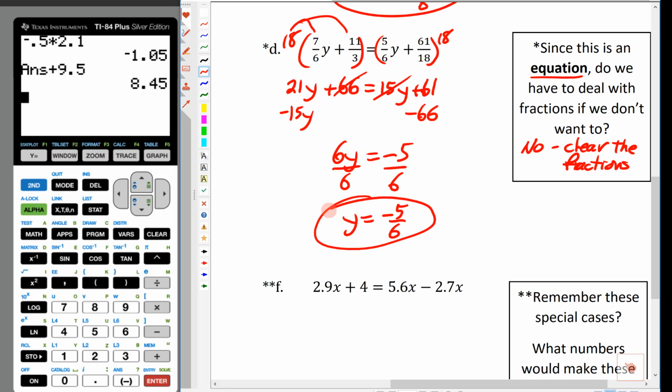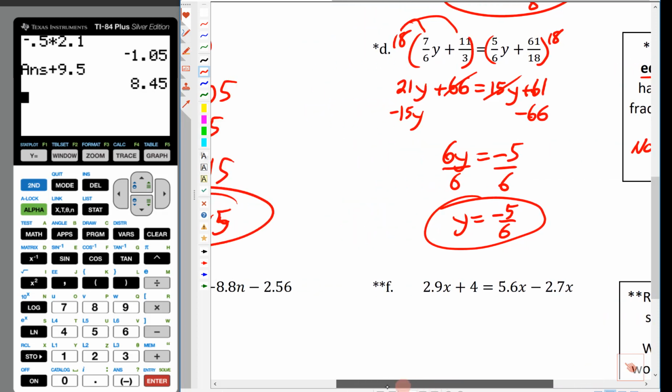So again, ugly fraction problem to begin with. We got rid of the fractions. We kind of did all the intermediate steps without using any fractions. And then lo and behold, the answer to the problem turns out to be a fraction, but that's totally okay. Now, let's take a look at this one.